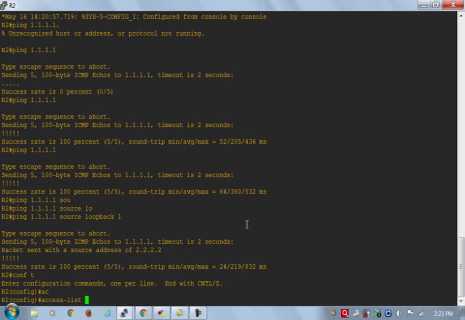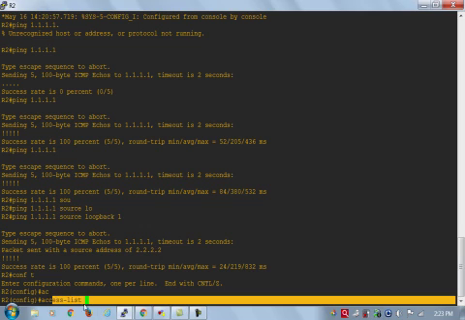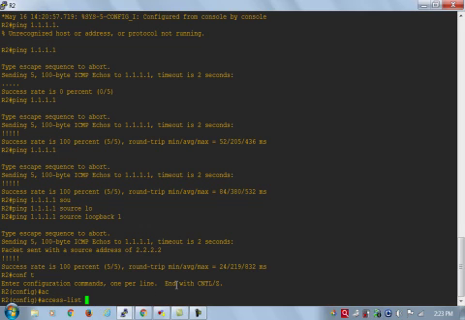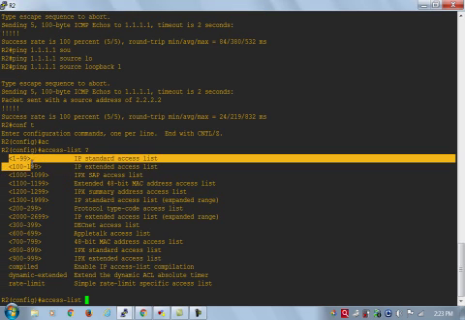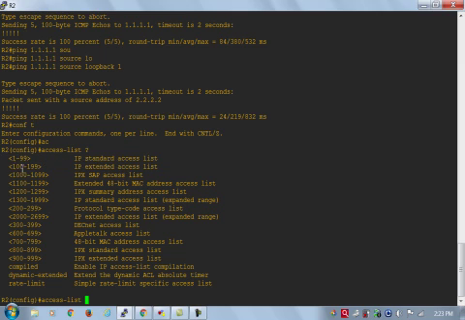So the first command is access-list. That is, I am configuring an access list. Inside this, if you just do a question mark, then you can see that 1 to 99 is a standard access list, 100 to 199 is an IP extended access list, then we have an IPX access list, an AppleTalk access list, and different access lists. So we are working on IP, so access-list there.